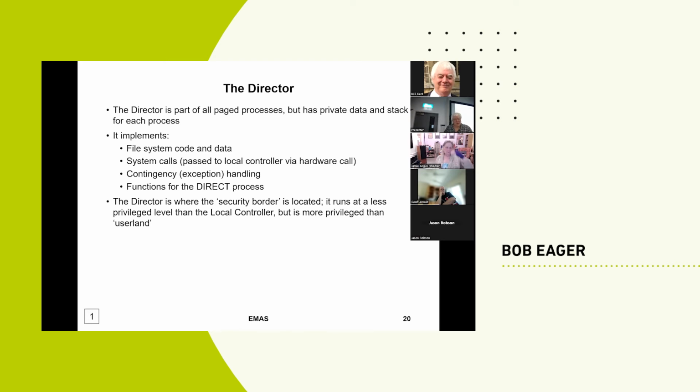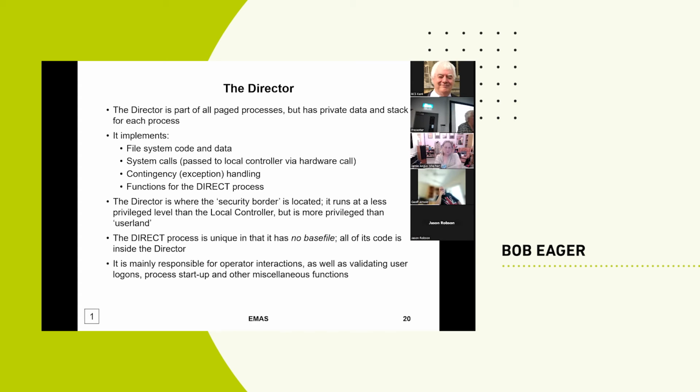ICL called exceptions contingencies, and so they kept on with that. And all the exception conditions, like you hitting a key or failing to do something, doing something nasty like dividing by zero, all come through there. And also it contains functions for that special process direct. And the director is where the security border is, basically. It runs at a less privileged level than the local controller, so any problem in the director is not damaging to the system as a whole, but it's more privileged than the user land.